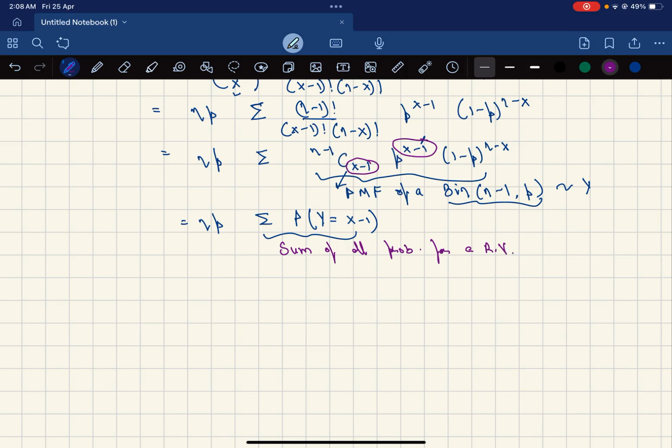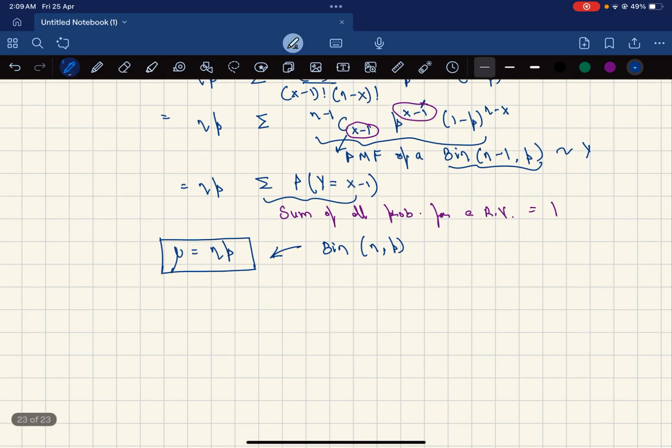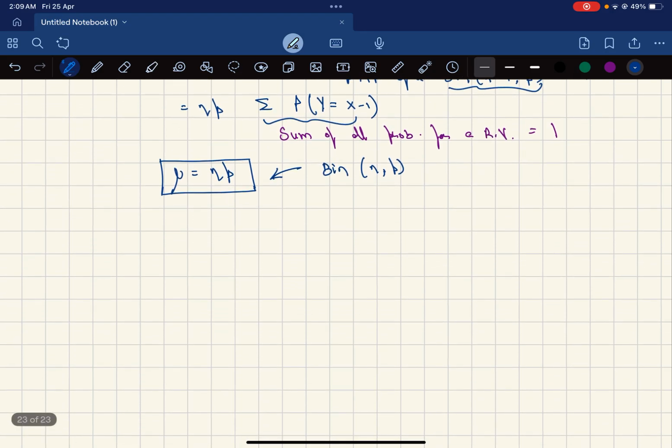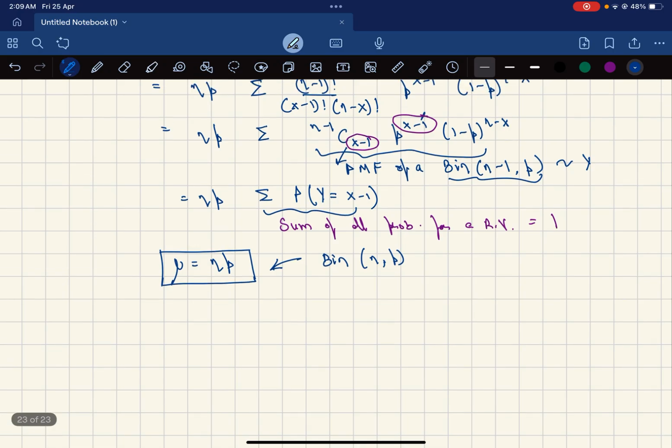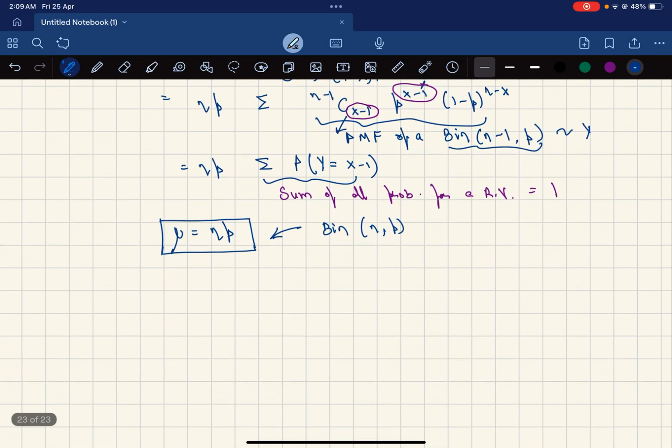Now if you remember from our very first session, we know that the sum of all probabilities of a random variable across all its values should be equal to 1, and therefore we get the required value of mean here as n times p. So the mean of a binomial distribution with parameters n and p is given as the product of the parameters n and p itself. So this is how we compute the mean of the binomial distribution, n into p.